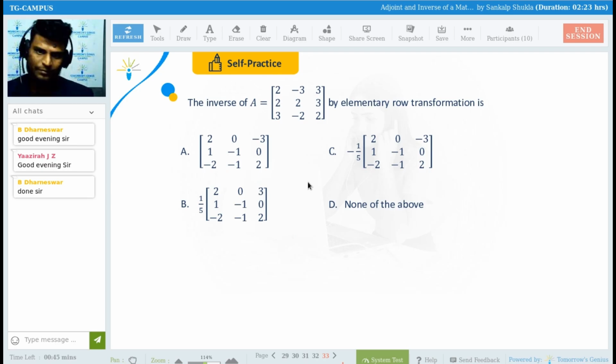Okay, this question we can skip because it says that you have to find the inverse using elementary row transformation. So you can note this question and try it at home also. But we will not waste our time. Just give me a thumbs up once you've noted this question.